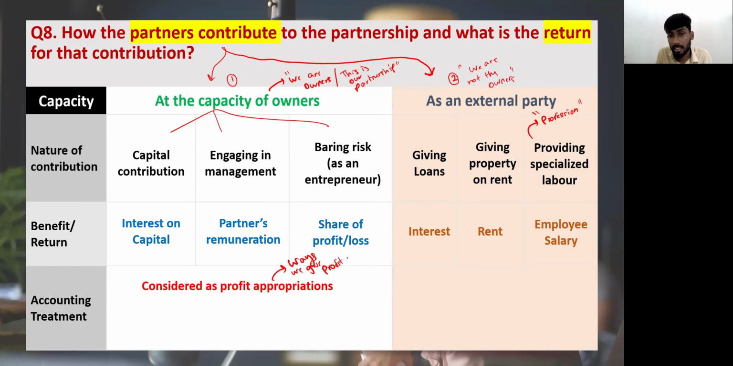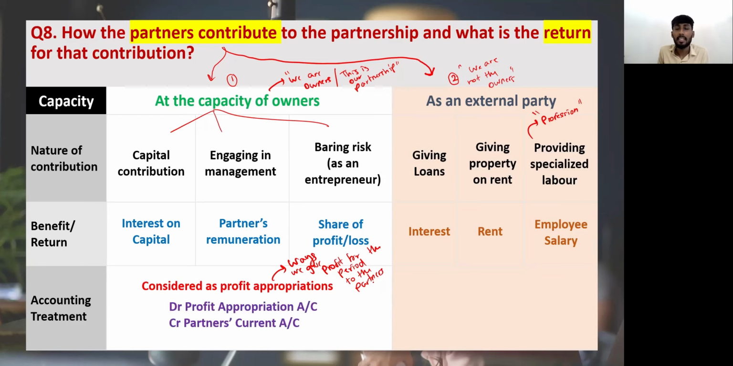profit for the period to the partners. The profit we give. So how to record that? We are maintaining a separate account called profit appropriation account. We are going to debit that profit appropriation account and credit partners current account.